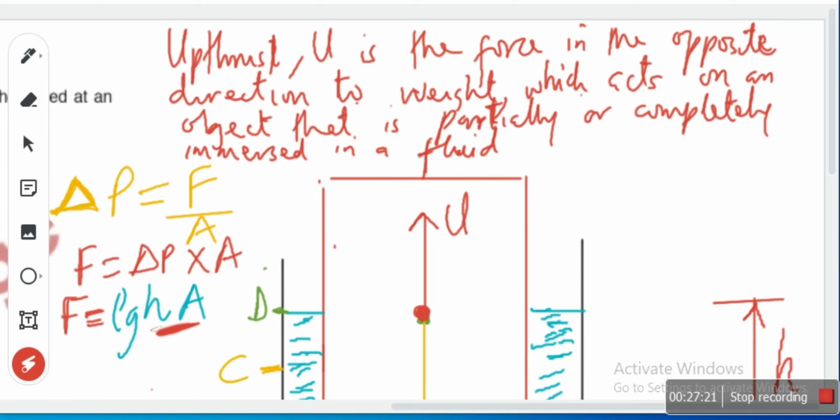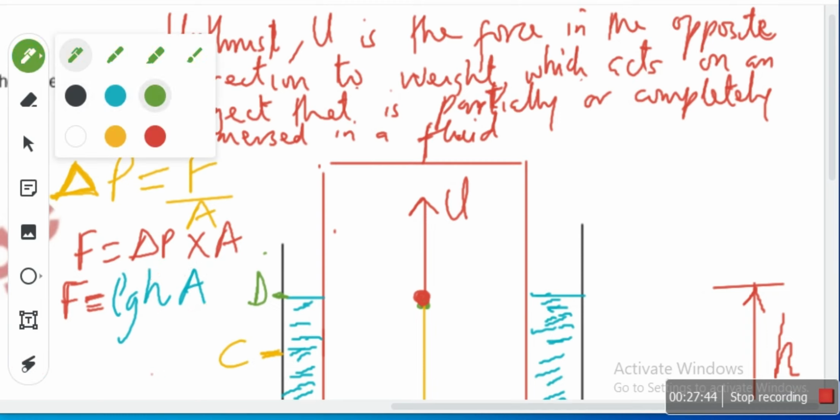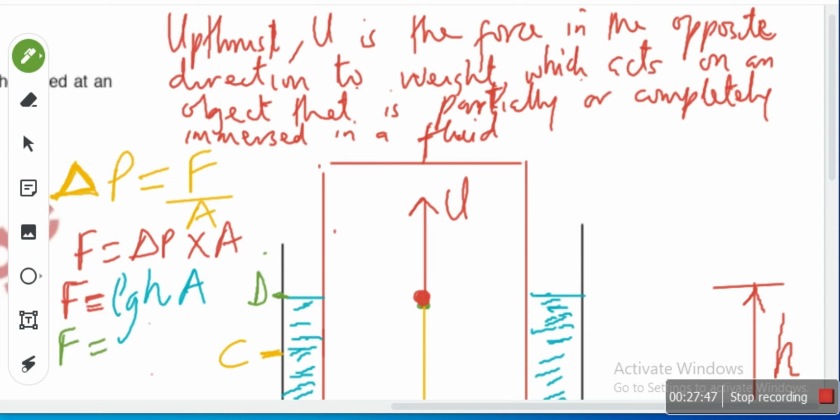What is HA? A is cross-sectional area, H is height. So what is HA? Volume. So what can we say would be the formula for F? Rho GV. You see that? So F is rho GV.